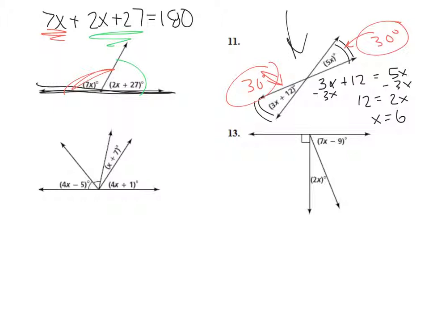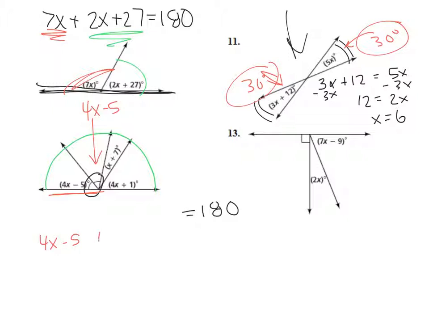Okay, next one. The relationship between all 4 of these angles is that they have to add up to 180. So this arc right here means that this angle is also 4x minus 5. So I'm going to have 4x minus 5 plus 4x minus 5 plus x plus 7 plus 4x plus 1 equals 180. And then I would solve for x.